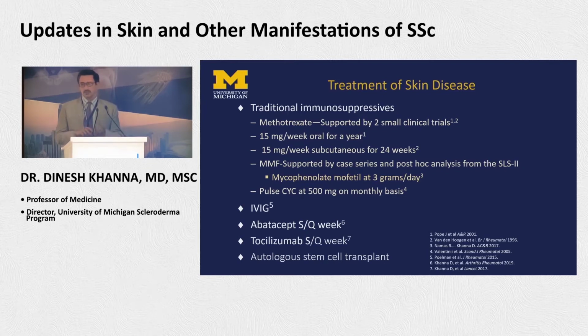Largely it depends upon if they have underlying ILD. Then we tend to use mycophenolate. If they have inflammatory polyarthritis, then we tend to use methotrexate and one of these therapies. If they have progressive skin fibrosis despite being on mycophenolate, then we add IVIG.